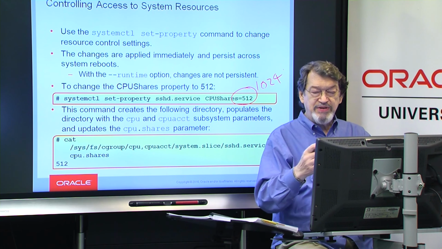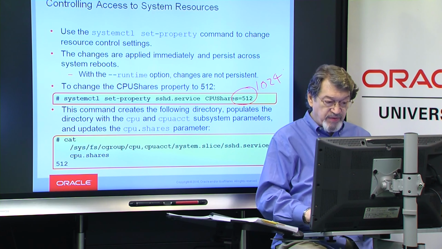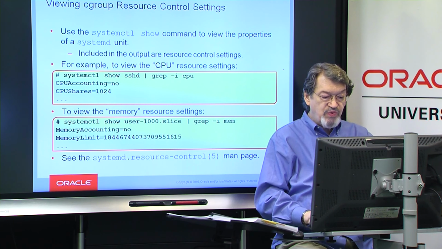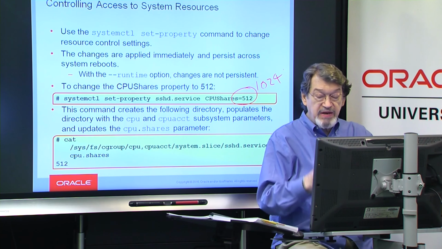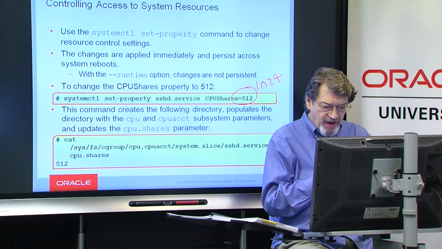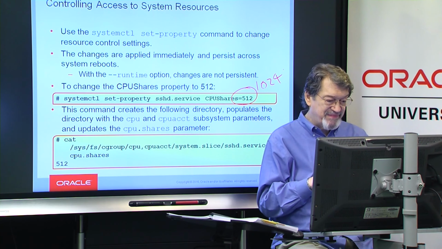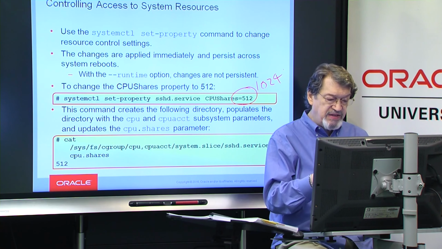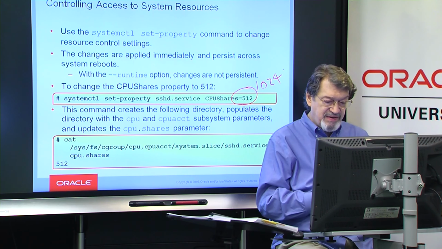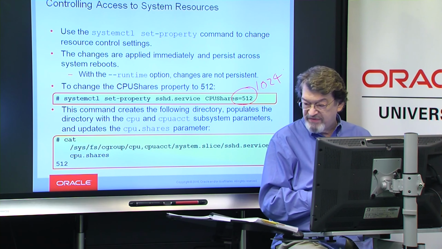Now, what happens is you'll get a whole lot of other things, which is why on the previous pages we were doing a grep to filter out just what we wanted. But if you want to look at it all, you can look at it all. You might want to pipe it into less, all right? And so here, once we have done this new set command, we have the CPU shares now at 512.